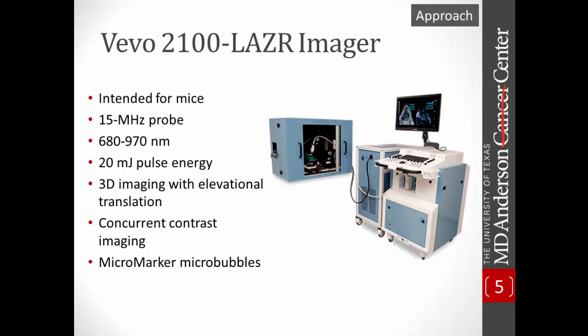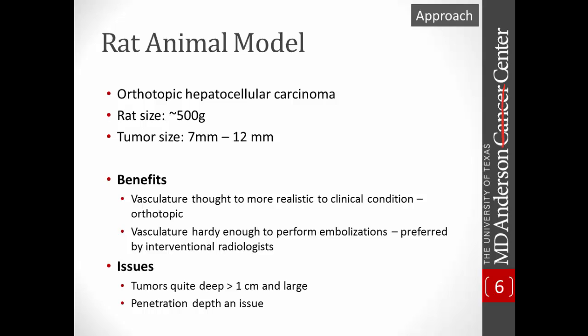We used our Vevo LAZR 2100 system, which is really intended for mouse imaging, and that's what we've been doing the last few years. In this particular application, though, we used a lower frequency probe, a 15 megahertz probe, to try and probe deeper into the rat. It has a tuning range of 680 to 970 nanometers, nominally about 20 millijoules, so significantly more energy than the last talk, but a really low rep rate. It offers 3D imaging with elevational translational imaging, and you can achieve concurrent B-mode, Doppler, and contrast imaging. We use MicroMarker microbubbles for our nonlinear contrast imaging.